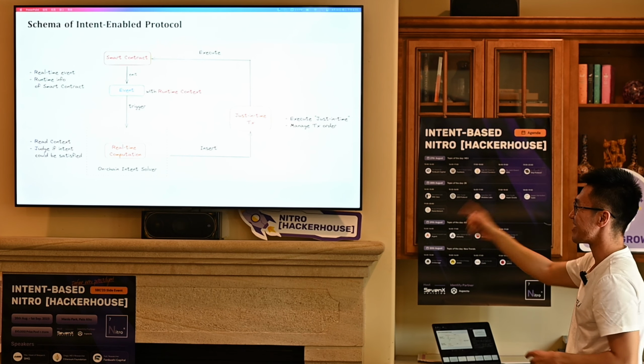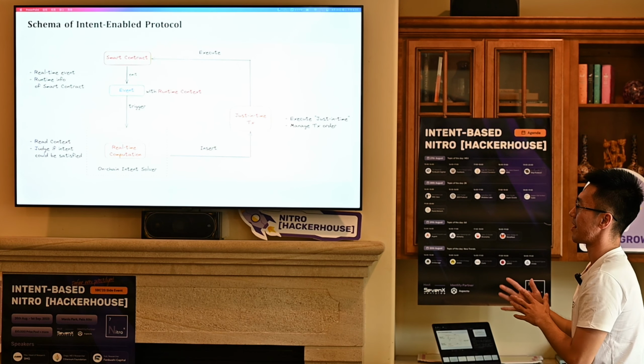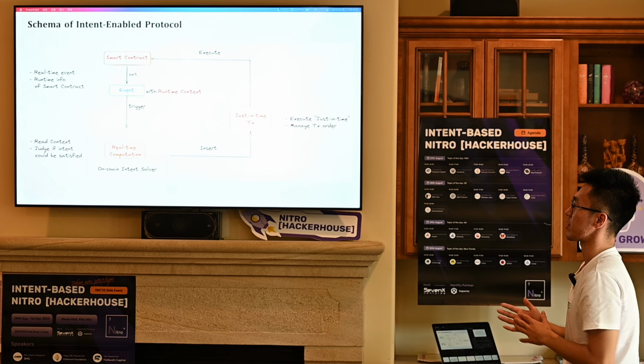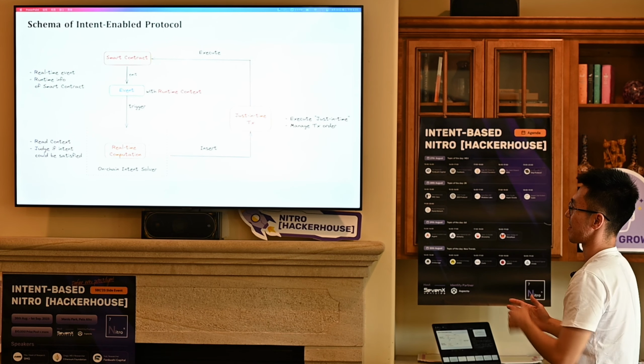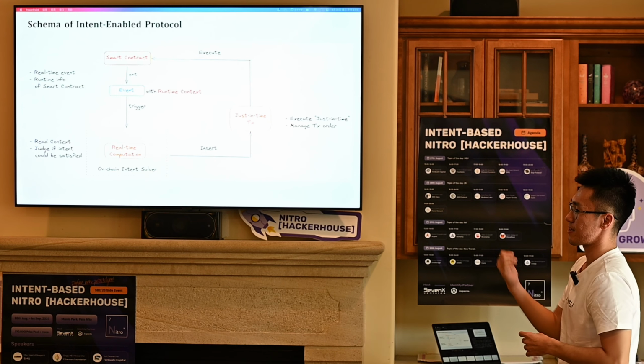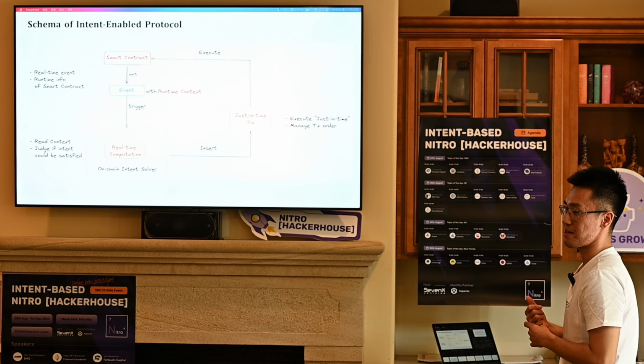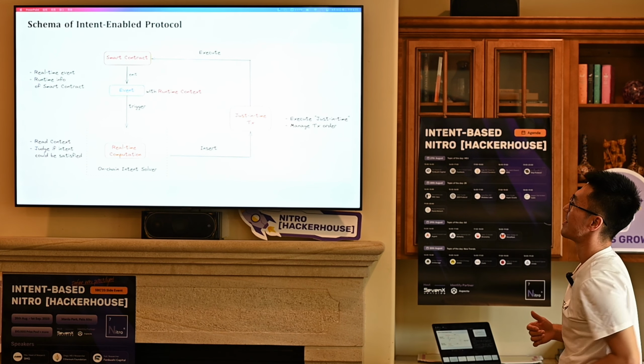And this event will trigger a computing model to do the computation on-chain. We call it on-chain intent solver. In Web2, this is called event trigger programming. You may have heard of it, but it's totally fine.